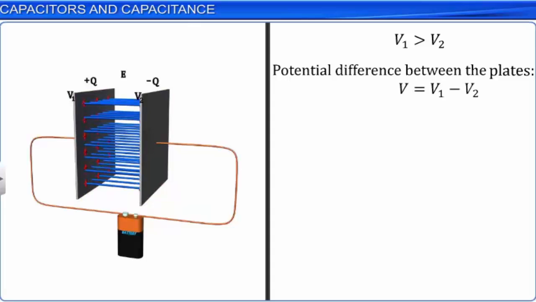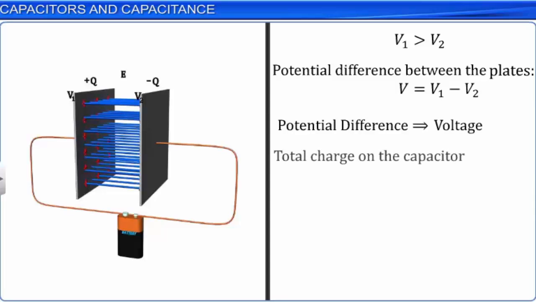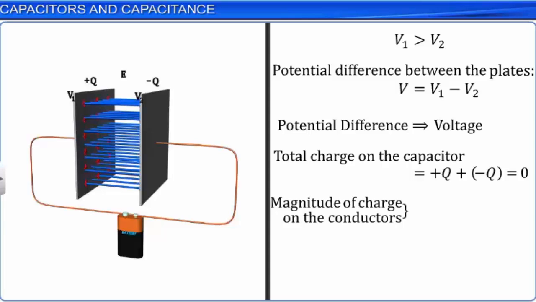As potential difference is measured in volt, this potential difference is referred to as voltage. We see that the total charge on the capacitor is plus Q plus minus Q equal to 0, as the conductors have charges of equal and opposite magnitude. It is a common practice to refer to the magnitude of charge on the conductors as the charge on the capacitor equal to Q, and the potential difference between the plates of the capacitor as the potential of the capacitor V.